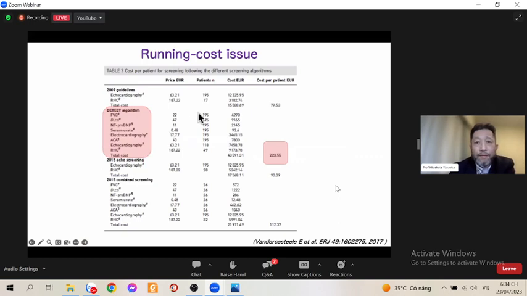However, the running cost is the issue, because once we use the DETECT algorithm, we need more than 200 euro per analysis. But when we look at the other analysis, it's only half of it. Also, the DETECT algorithm was only examined by cross-sectional study, so we do not know how often we have to do that or when to do that.